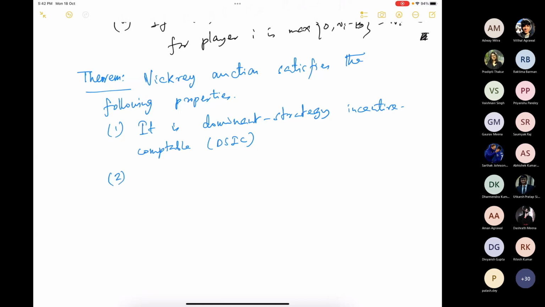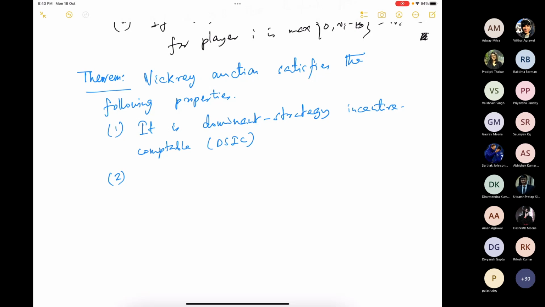The second one is that, because each player bids his valuation, from the bids of all the players the true valuations of all the players become known. Recall, the valuation of player i, which is vi, was known to player i only. But because of the DSIC property, after the auction is over, the valuation of all the players becomes common knowledge.